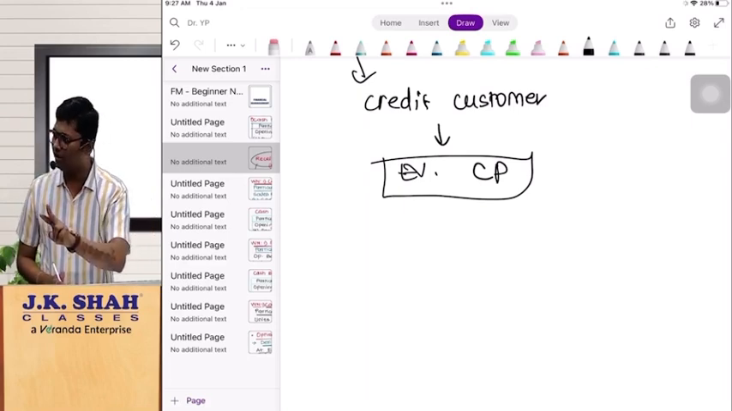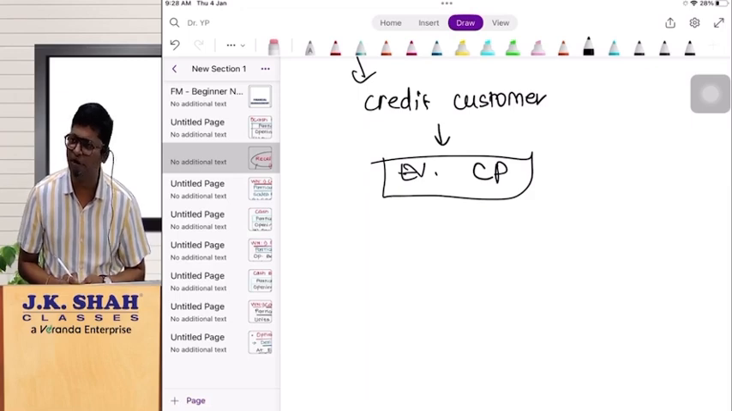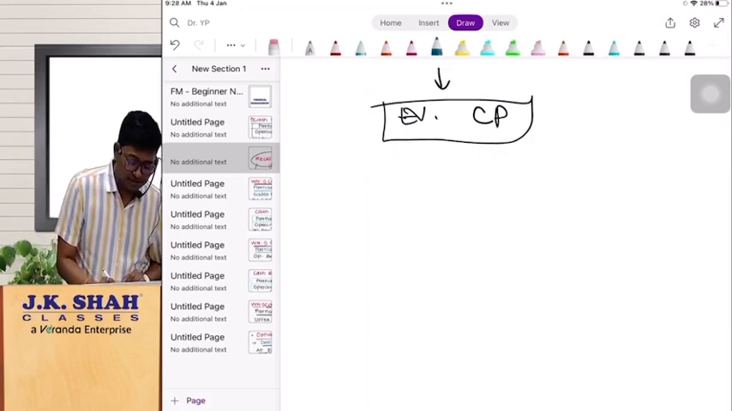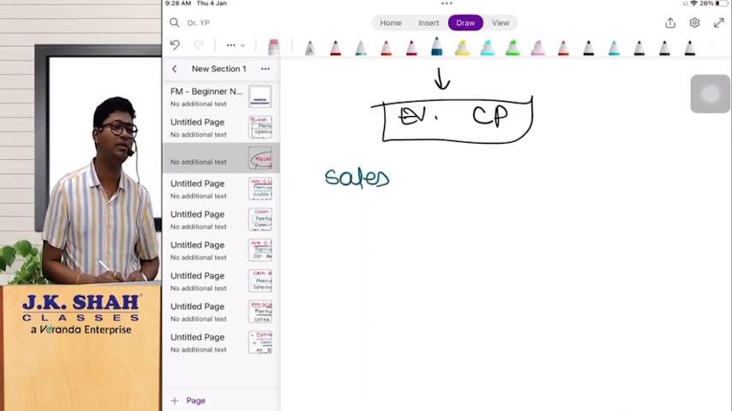After evaluating, which policy is to be considered? The policy which gives the highest profit. Now the question comes, sir, how does this evaluation take place? For the purpose of evaluating the policy, we are going to use the income statement.